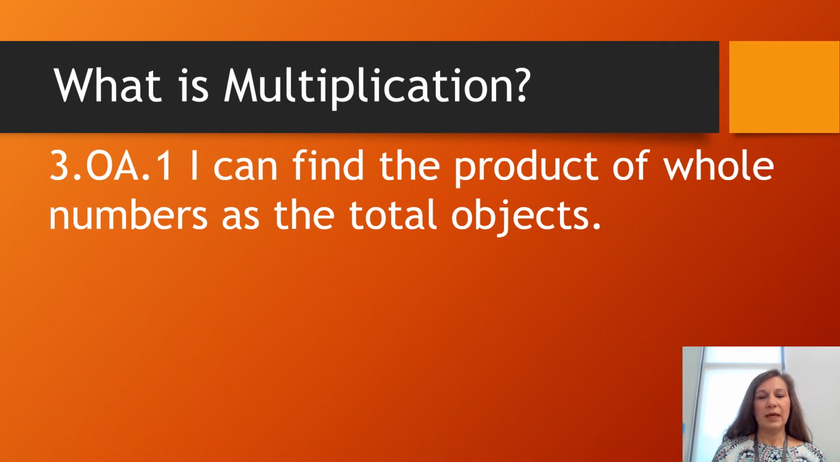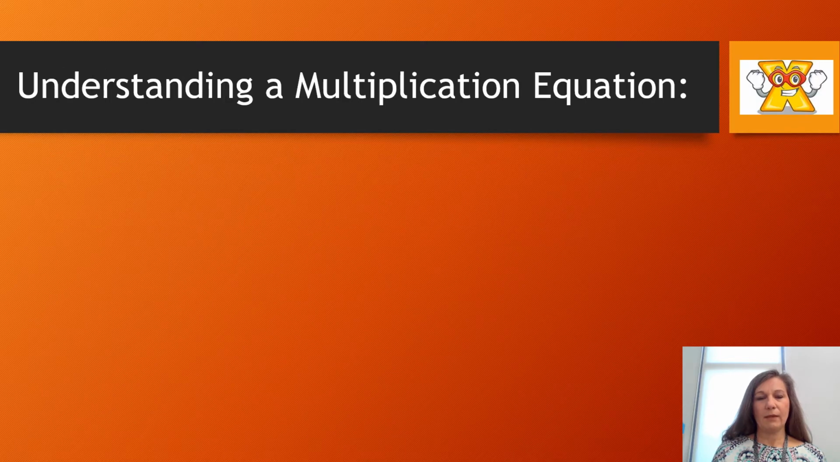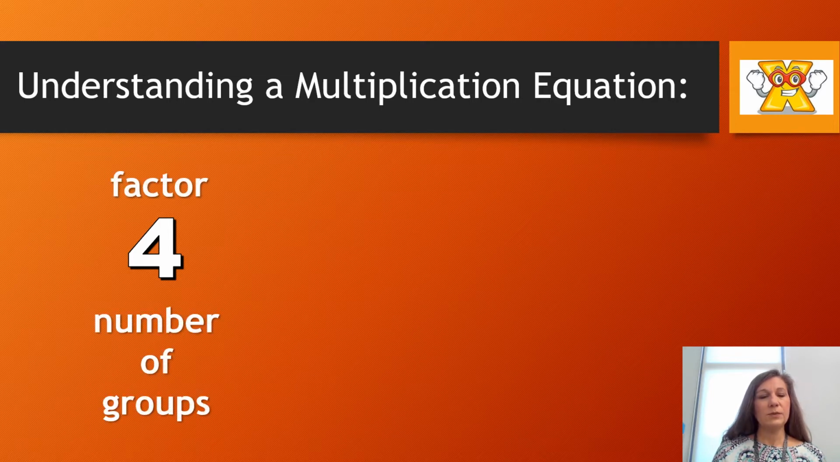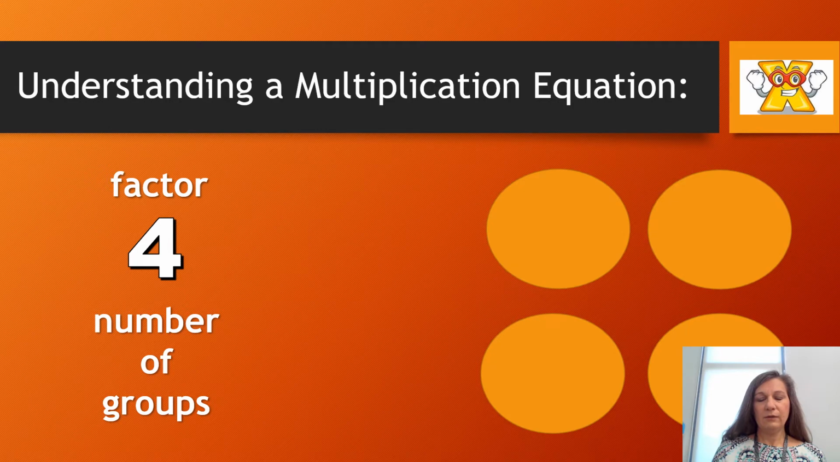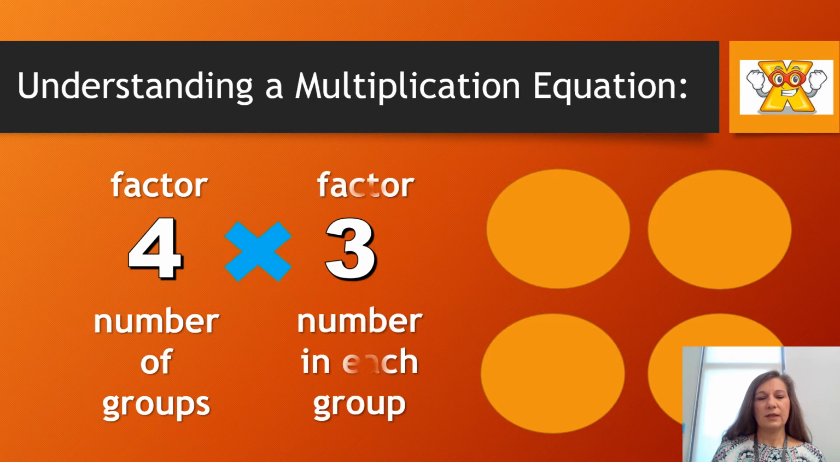So, what is multiplication? This is still part of your standard, that is, I can find the product of whole numbers as the total objects. Remember that when we are looking at a multiplication equation, our first number in our equation is called a factor, and it tells us how many groups there are. Again, we have 4 groups here. We have our multiplication symbol, and our second factor tells us the number in each group.